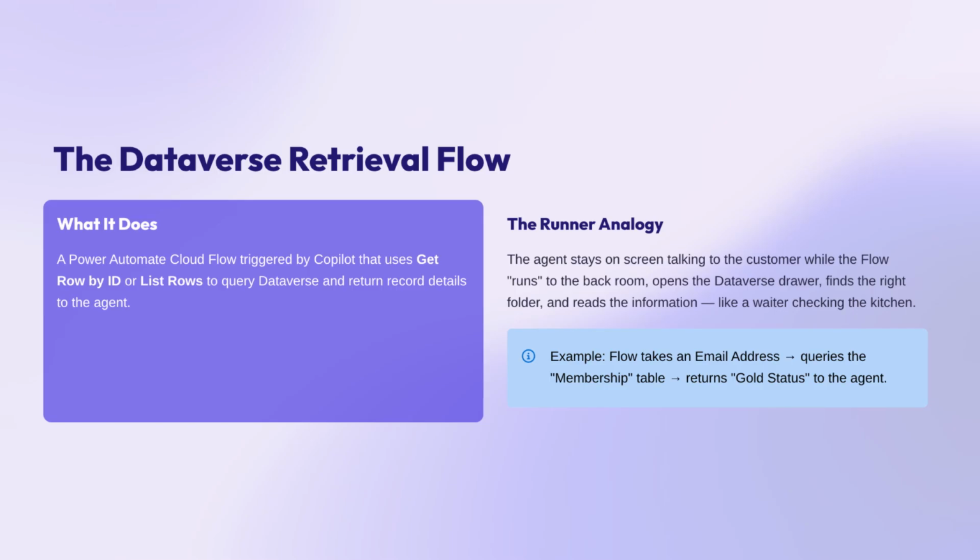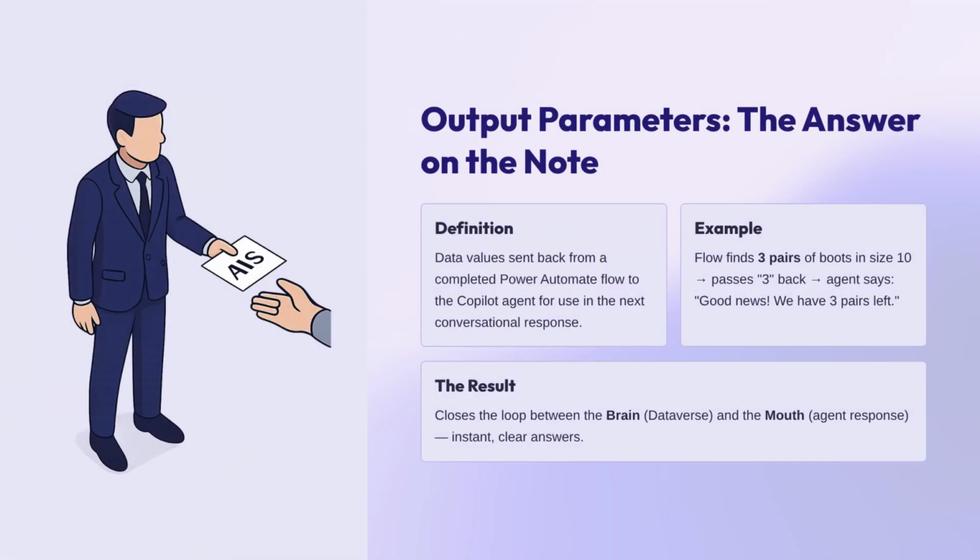Well, that brings us right into our next step, which is output parameters and returning values to Copilot. This brings us to output parameters. The technical documentation defines these as the data values sent back from a completed Power Automate flow to the Copilot agent, allowing the agent to use that information in its next conversational response. In plain language, it is the answer on the note.